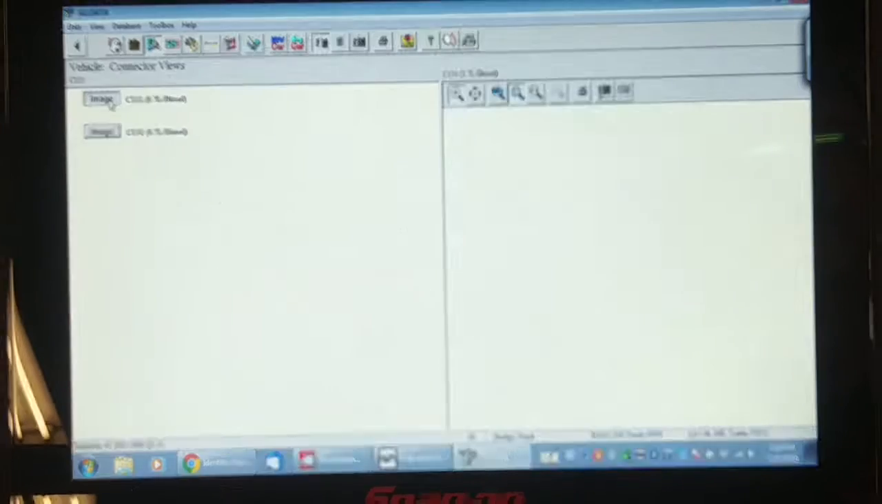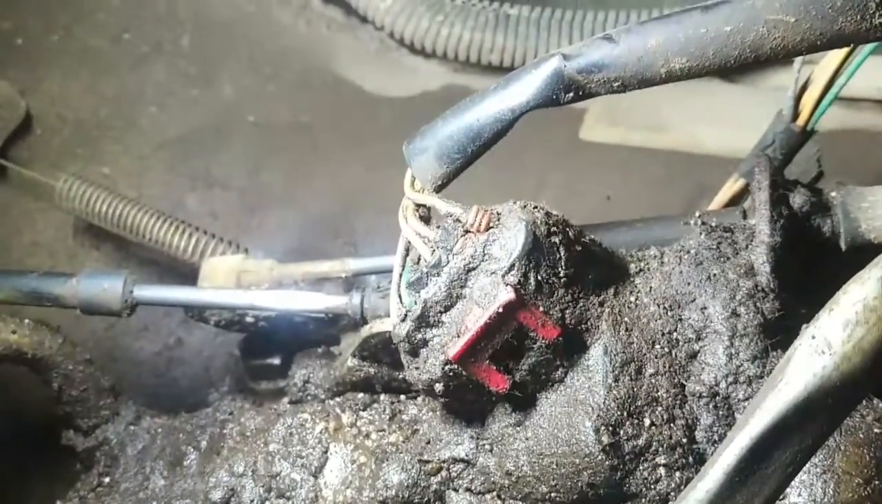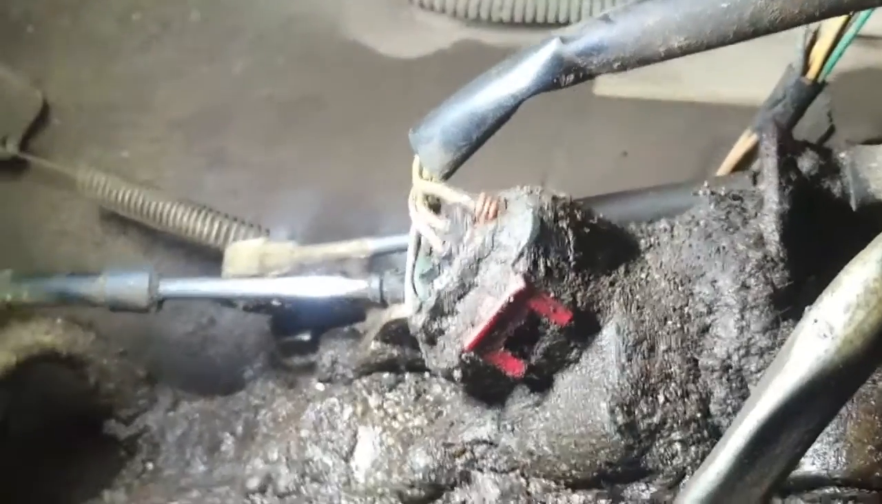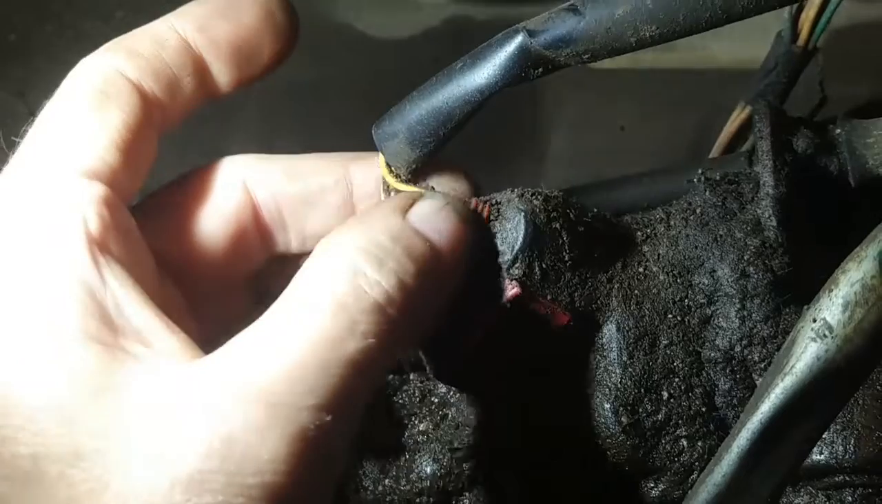That could be why it's got a problem. 5.7 diesel. I think it's a typo. Well, they couldn't find C141 up in the engine bay, so I decided to put it up in the air and have a look at this transmission connector on the transmission. And this looks very suspicious.